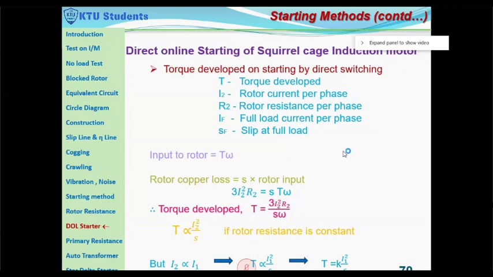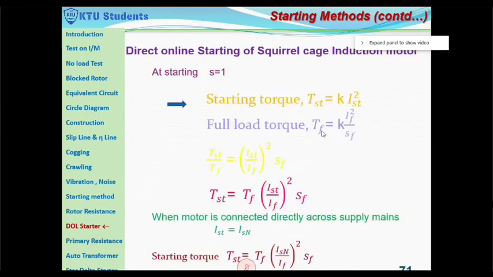And the torque equation corresponding to this will be: the rotor copper loss will be equal to S into rotor input, or the developed torque will be equal to 3 I2 square R2 divided by S into omega. So from that you will get the torque expression as I2 square by S, where I2 is proportional to I1, so we can have the relation like this. If you are taking the starting torque, S will be equal to 1. So you can have K into IST square by S, and you can have this expression, and full load torque can be taken.